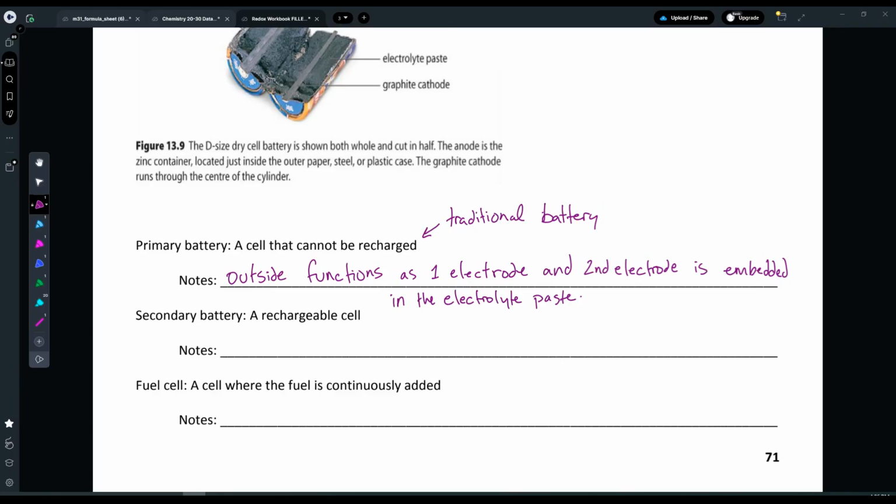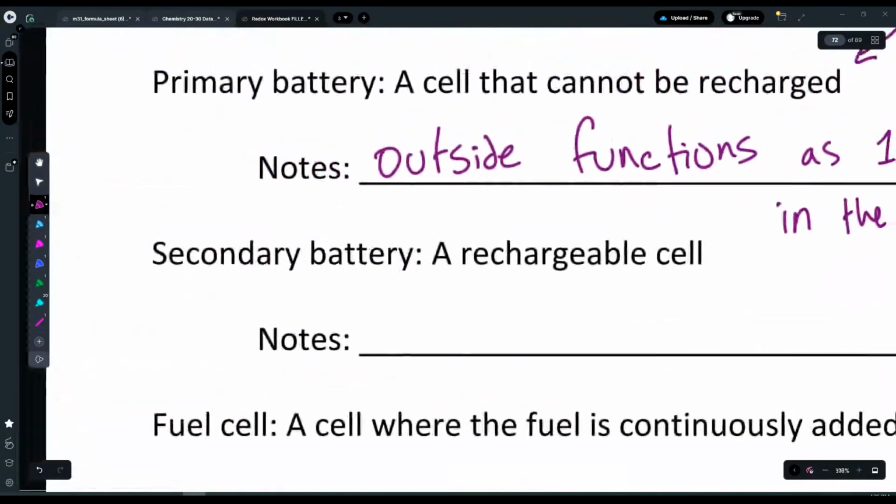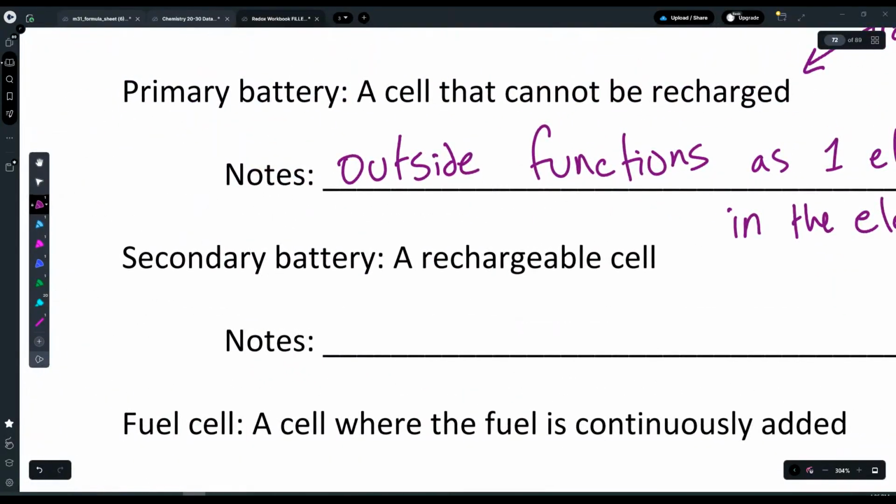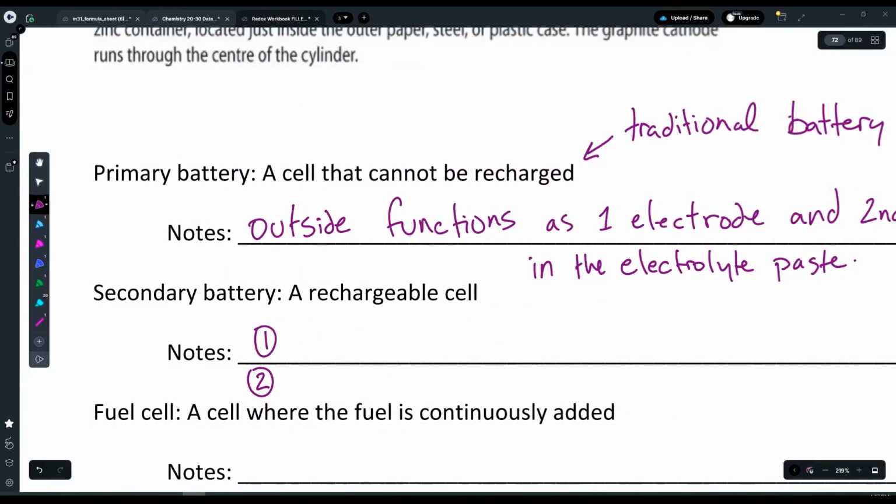Then the second mode is the recharge mode, where you're running the battery as an electrolytic cell, where you're causing the reverse reaction to happen once you input electricity into the battery. So I'm just going to summarize this with mode 1 and mode 2, and we'll write out what I just said.